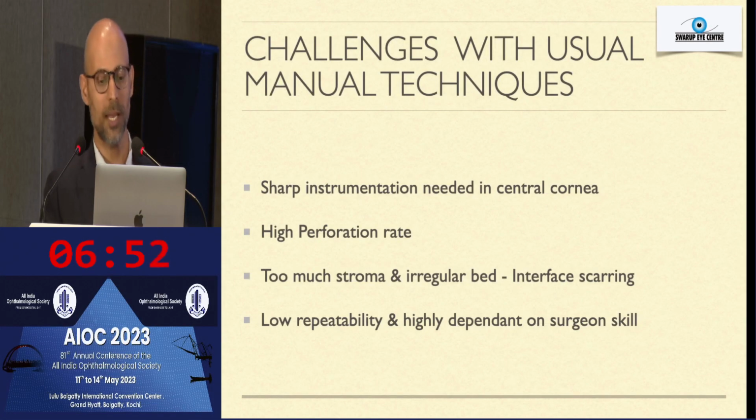So what are the challenges with the usual manual techniques? Usually you have to do a layer by layer dissection where you'll end up using a sharp instrument in the central cornea. There will be a high perforation rate because you're using a sharp instrument. You may end up in an irregular bed, or you may leave too much stroma, and that can cause interface scarring. And because it is very skill dependent, the repeatability is low, and not everybody can do a good job with this kind of a technique.